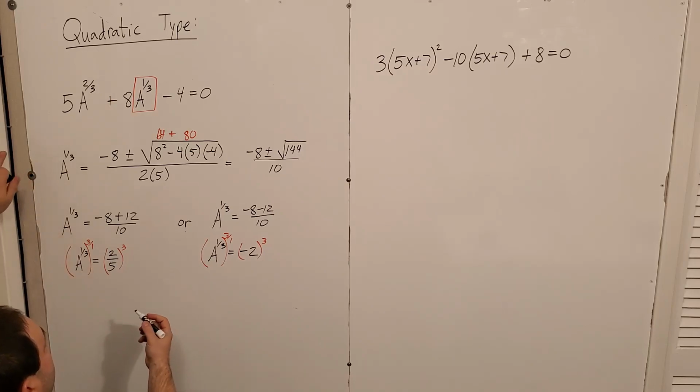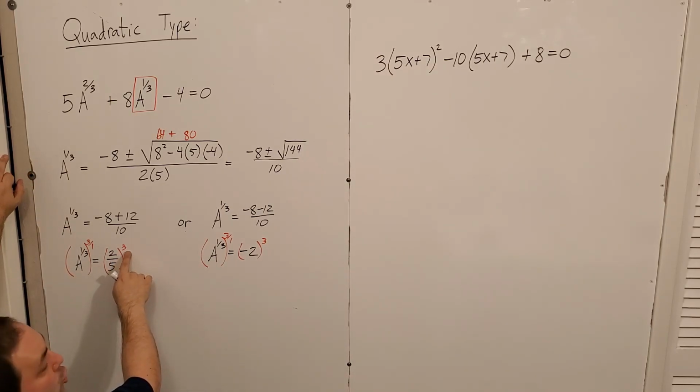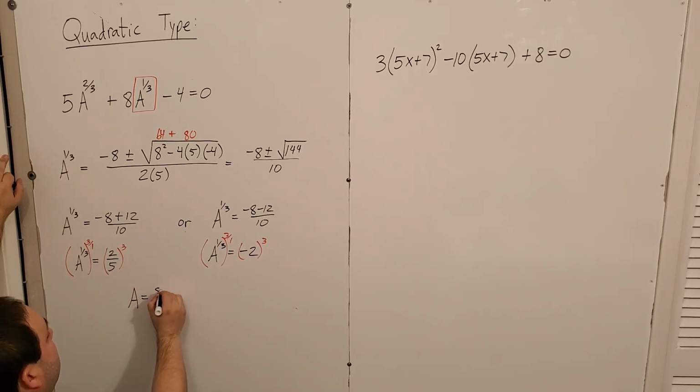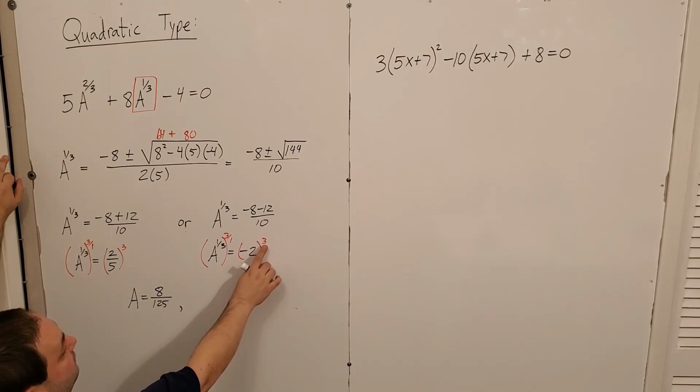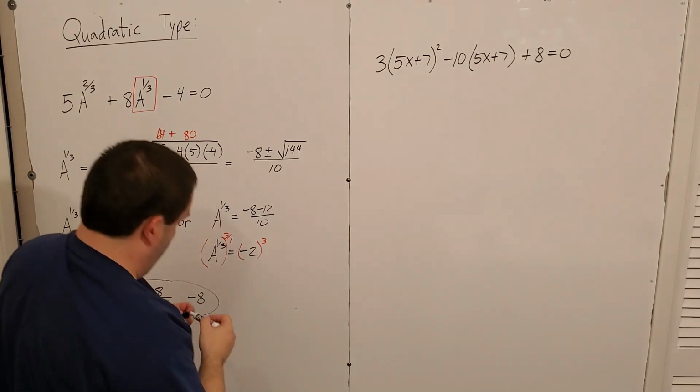Okay, so my two answers for A are 2/5 cubed, which is 8 over 125, and here negative 2 cubed, which is just negative 8. Okay?